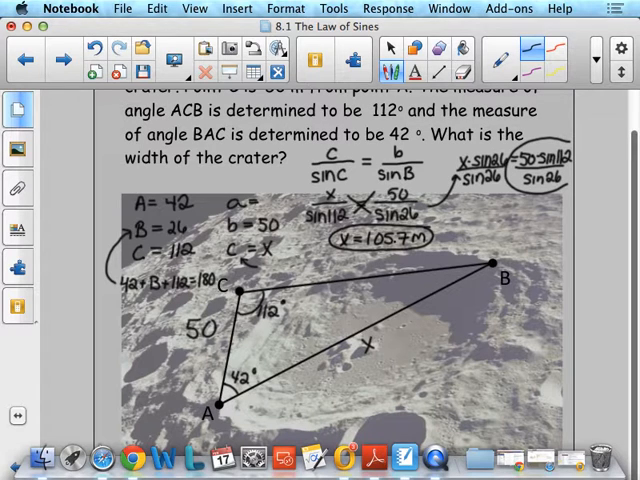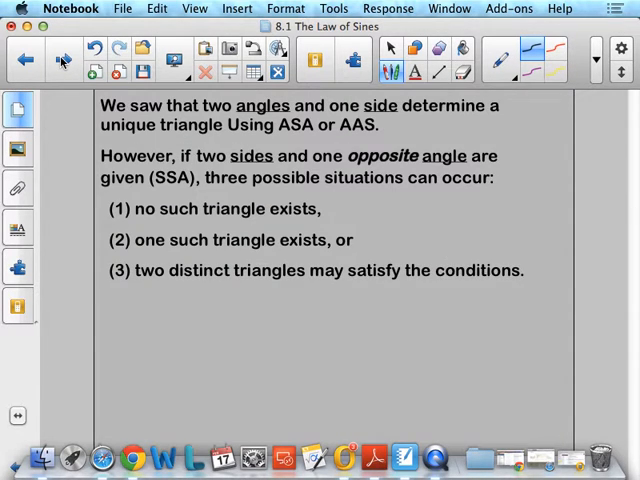All right, next thing we're going over. Okay, so we were given two angles and one side. That's the first two or three examples we did. So ASA or AAS. Now we're going to be given two sides and one angle. So SSA.